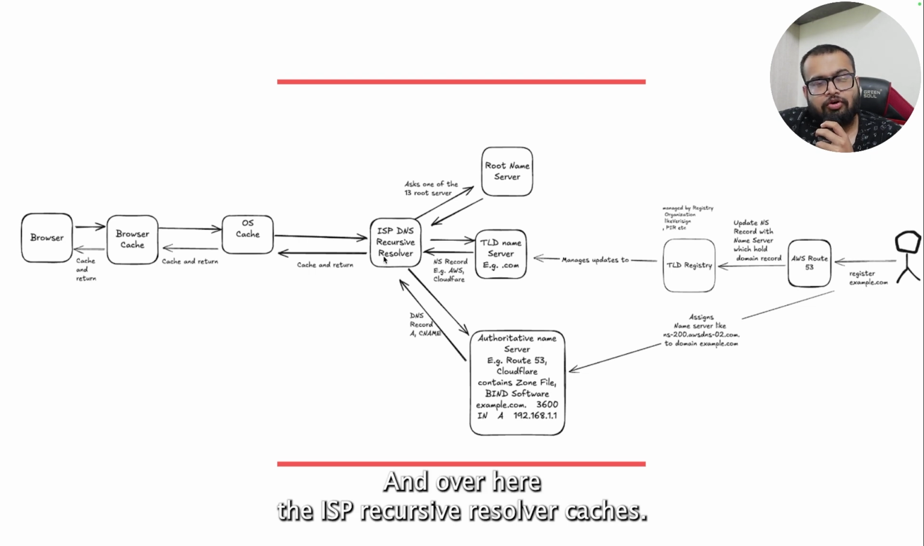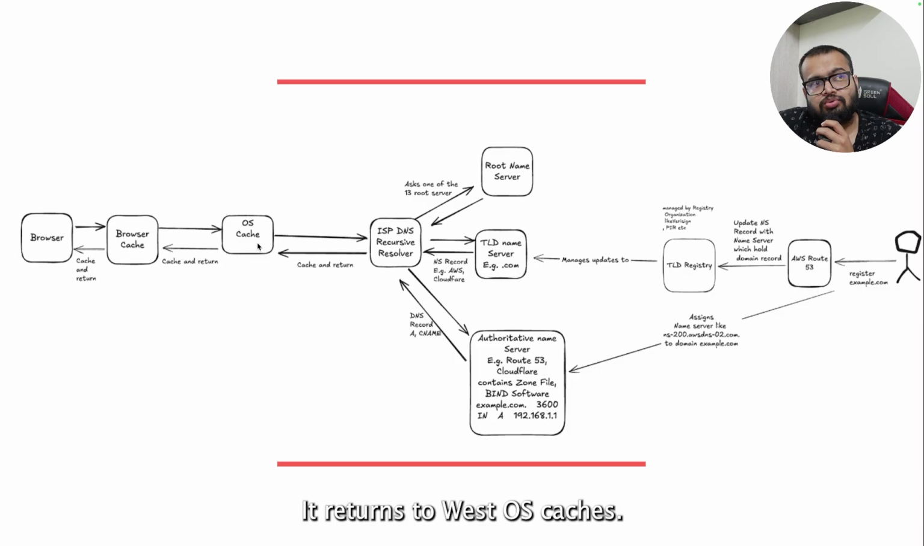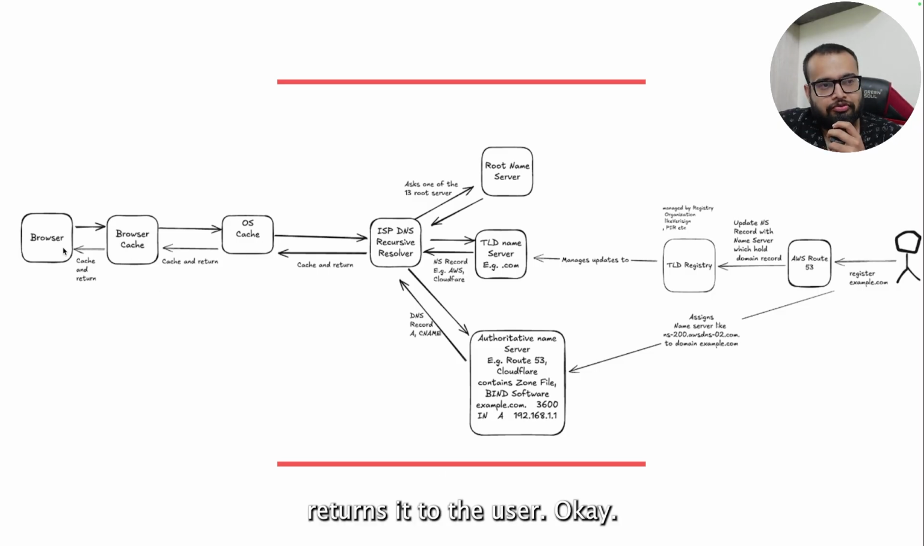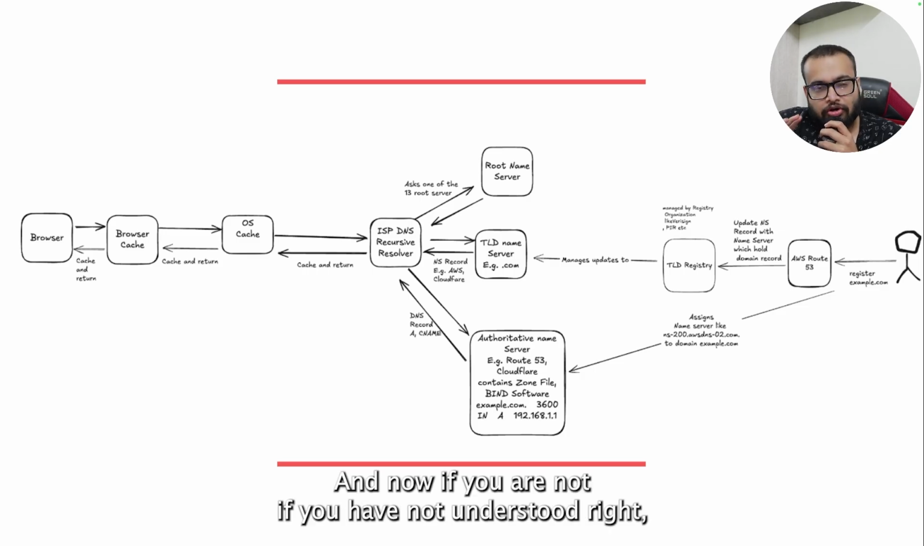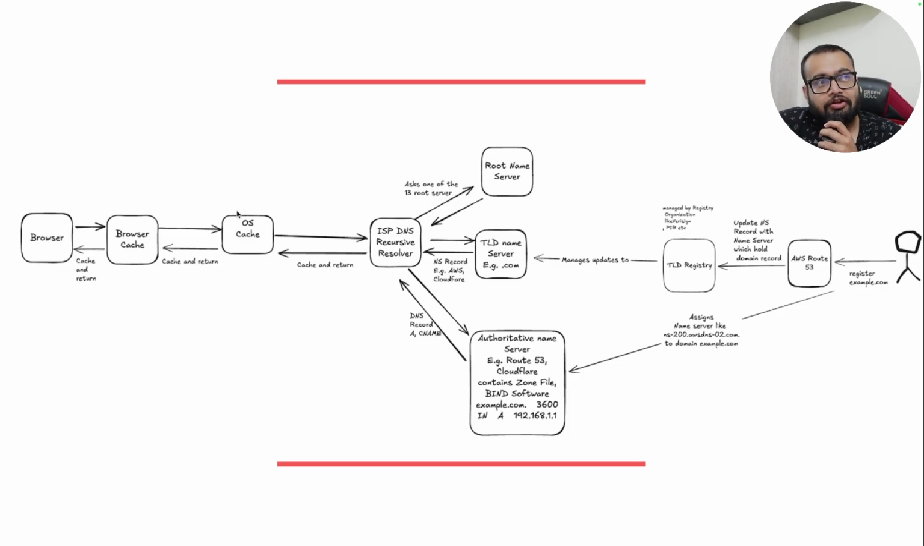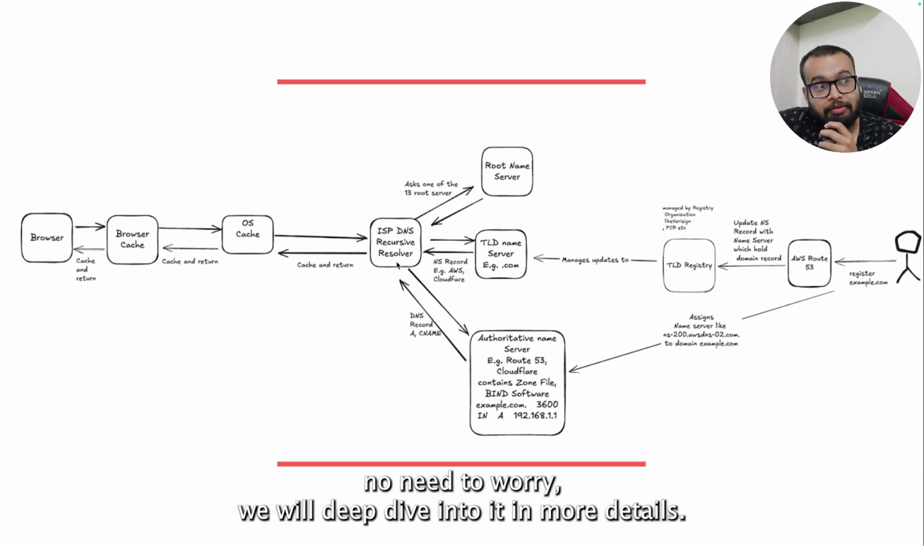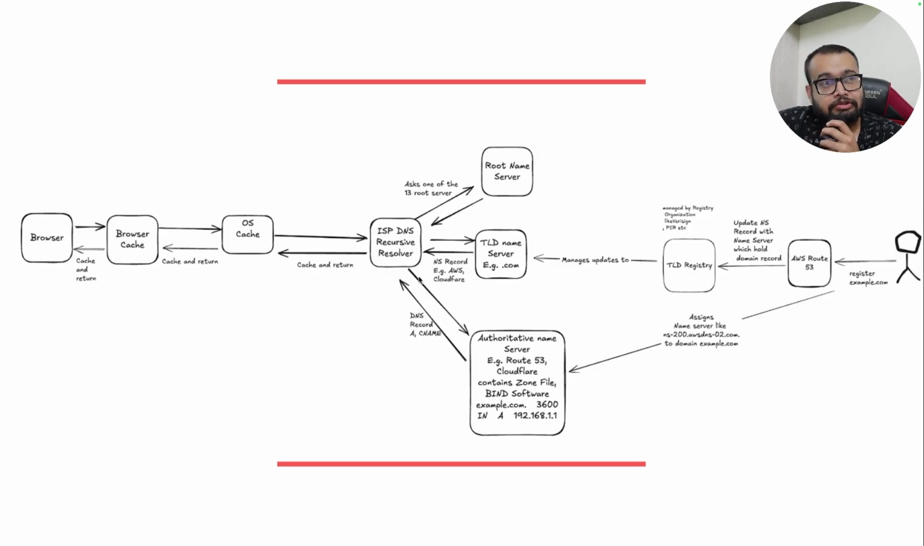Okay, and over here, the ISP recursive resolver caches it, returns to the OS. The OS caches it, returns to the browser. The browser caches it, returns it to the user. Okay, so this is the complete flow. And now if you have not understood, like I have used so many terminologies over here, no need to worry, we will deep dive into it in more detail.